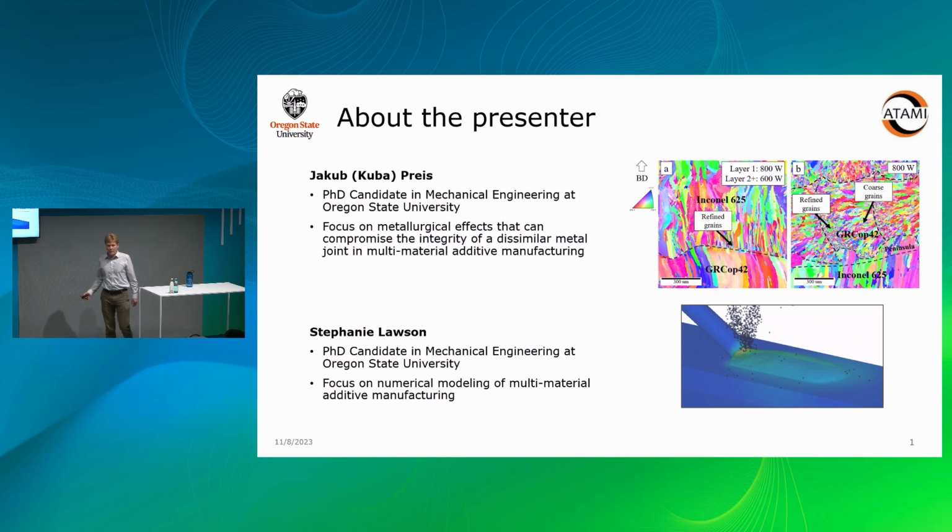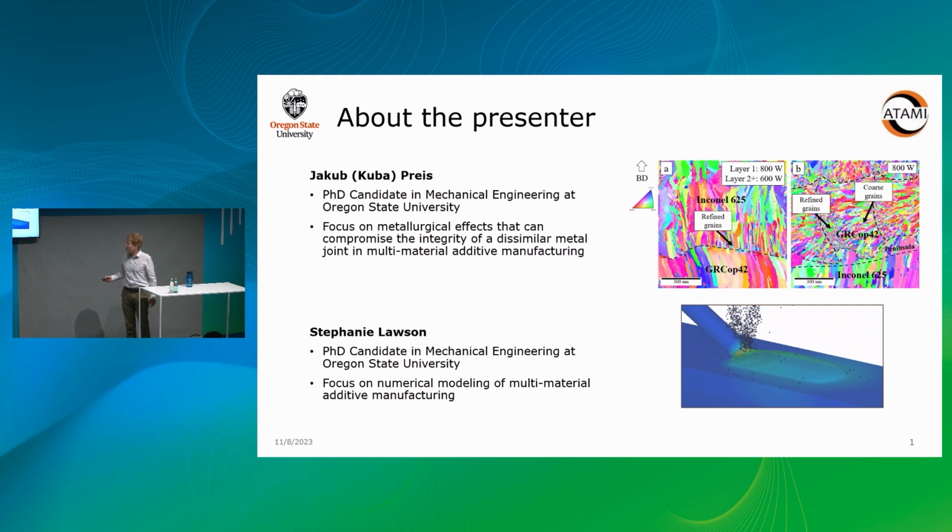Oh, perfect. So yeah, just a little bit about me. My name is Kuba Price. I'm a PhD candidate at Oregon State University. I focus mostly on the metallurgy of dissimilar metal welding. Specifically, I focus on the Inconel Girocop 42 joint. Here you have a BSD image, so each color represents a grain, which is essentially similarly oriented atoms. And I also put this presentation together with my colleague, Stephanie Lawson, and she essentially does the CFD modeling of what I do experimentally.